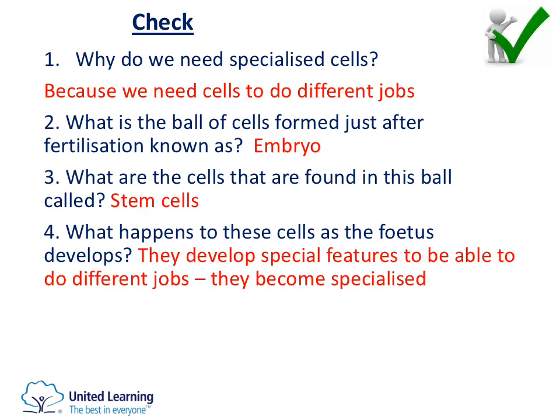Okay, so mark your answers. The first one, we need specialised cells because we need a lot of different cells to do different jobs. Number 2, what is the ball of cells formed just after fertilisation? That's called an embryo. What are the cells found in the embryo? They're your stem cells. And number 4, what happens to these cells as the fetus develops? As the fetus develops, these cells all develop special features so they can do different jobs. And we'll come into how these cells look different and what features they have in a minute.